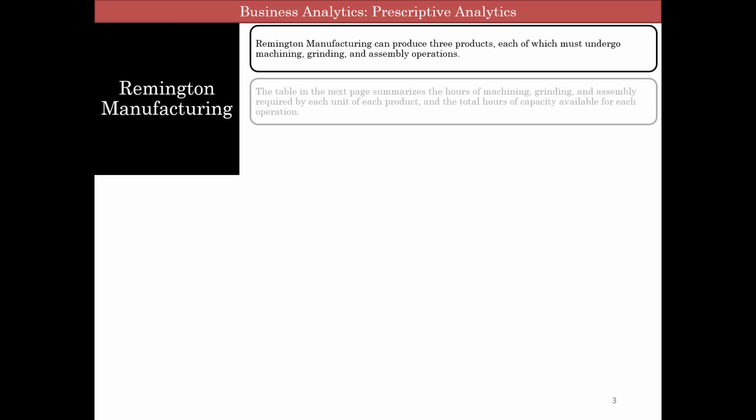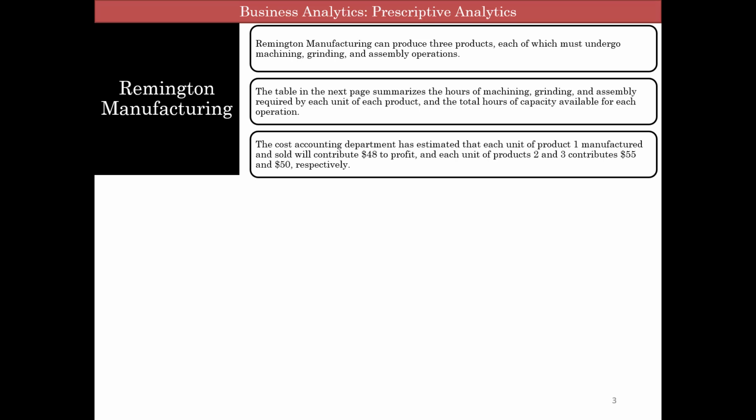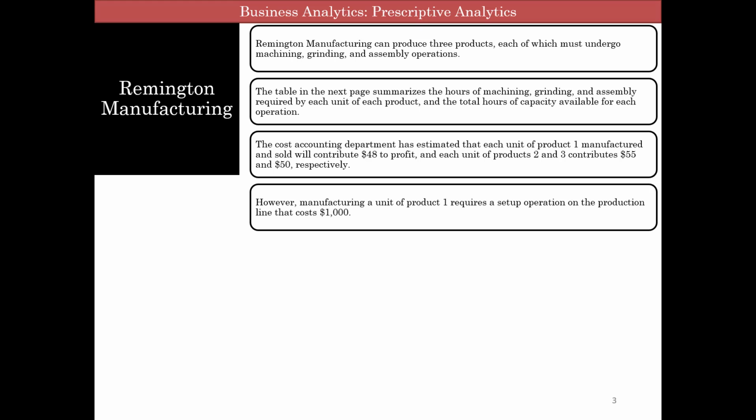So here's an example from Remington Manufacturing. There are three products, each of which must undergo machining, grinding, and assembly operations. And we have a table here, which talks about the hours of machining, grinding, and assembly. We'll come to the table. The cost accounting department estimated that each unit of product one manufactured and sold will have $48 in profit. Products two and three are $55 per unit in profit. So this is per unit profit.